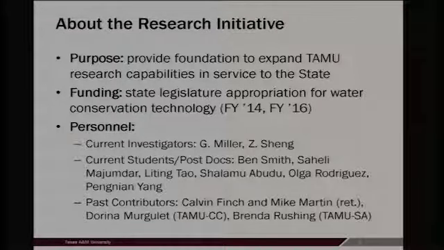Personnel includes myself and Dr. Shang, and we have a number of graduate students, particularly Ben Smith, who will be looking for a job shortly, and Sahili Majumdar, who have been working with some of the modeling I'll be showing you. We've also had past contributors at TAMU Corpus Christi and TAMU San Antonio.